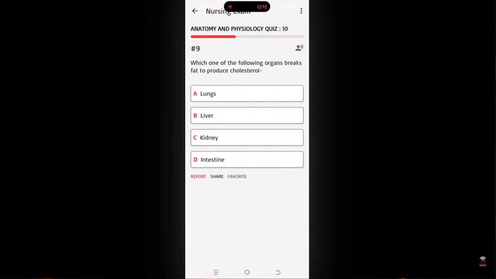Which one of the following organs breaks fat to produce cholesterol? A. Lungs. B. Liver. C. Kidney. D. Intestine. Correct answer.